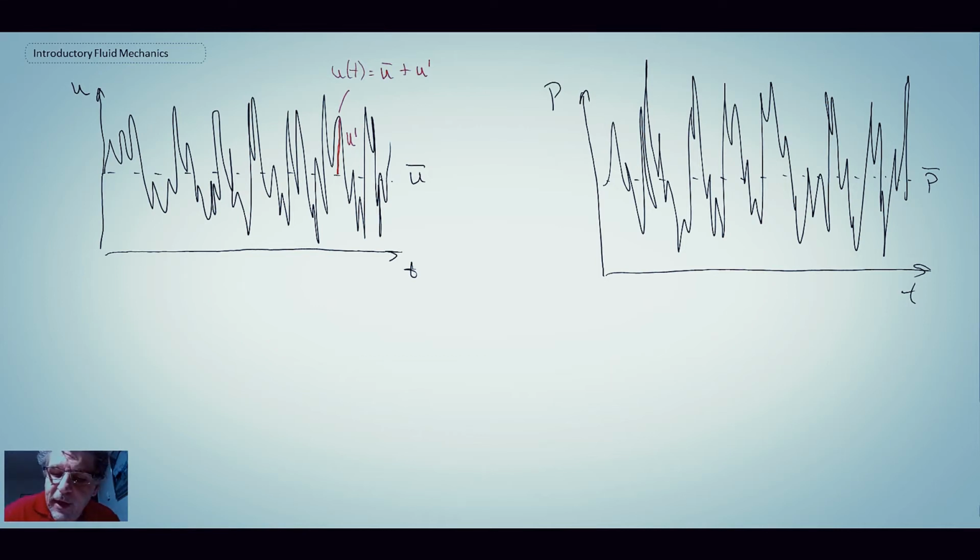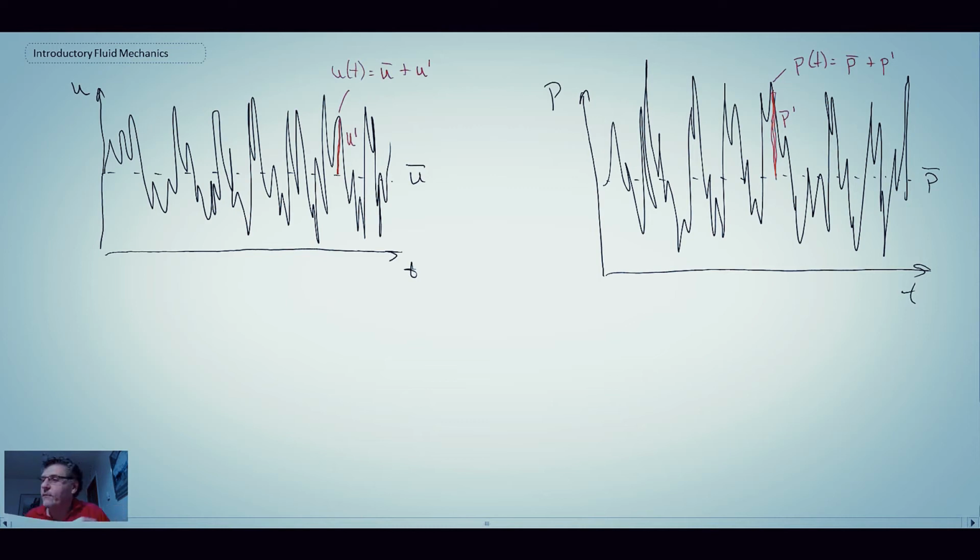I'm going to do the same thing for pressure. I'll find a location in here where we have something that we can draw. That's a big one there. Hopefully I don't mess it up. So I'm going to draw a line in there. That should be a vertical line, and that is P prime. Then the pressure at that point, P of t, is the average plus P prime. That would be the pressure fluctuation within the flow field.